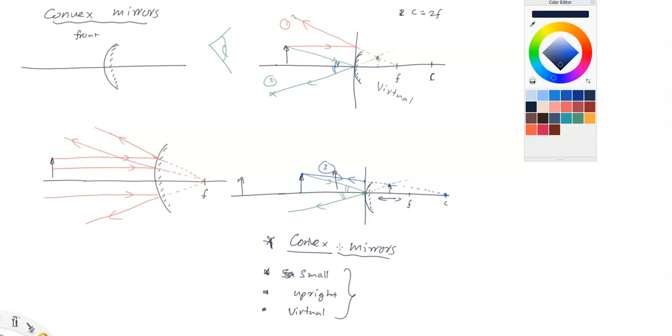Alright, think about it. Okay, so we talked about concave ray diagrams and convex ray diagrams. We'll talk about the mirror equation in a little bit. Alright, thanks.